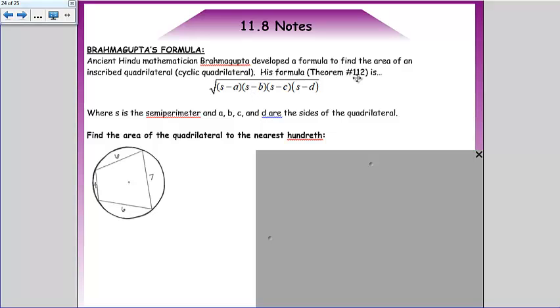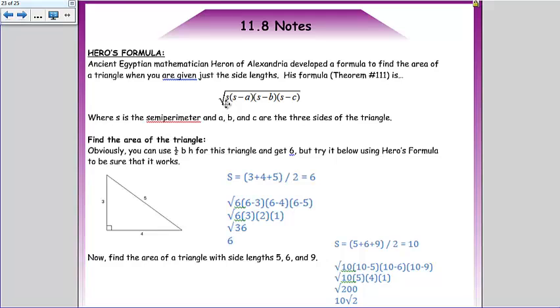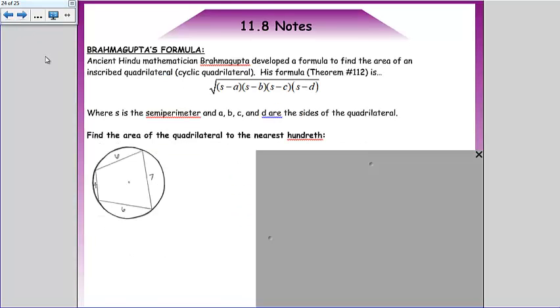His formula, which is theorem 112 in our textbook, is the square root of, and sure enough, it's the semi-perimeter minus each of the sides. Notice the difference from the previous formula. You don't have the initial multiplication by the semi-perimeter in front. So notice you're missing that there, but if you go back to Hero's formula, you have it there. So when you're kind of memorizing our formulas, you just need to know that that's that.